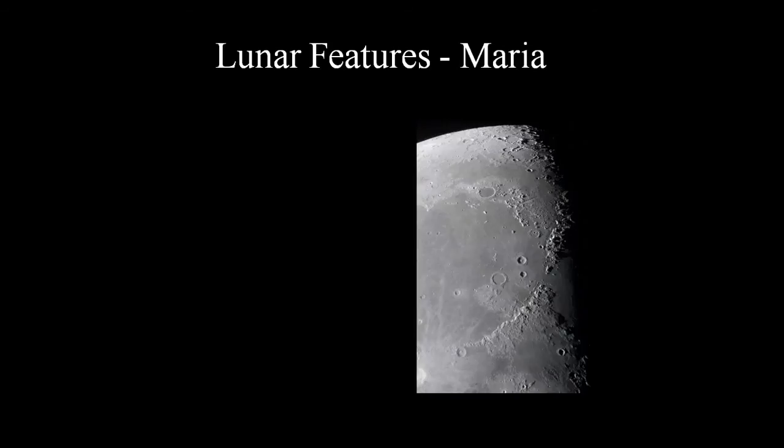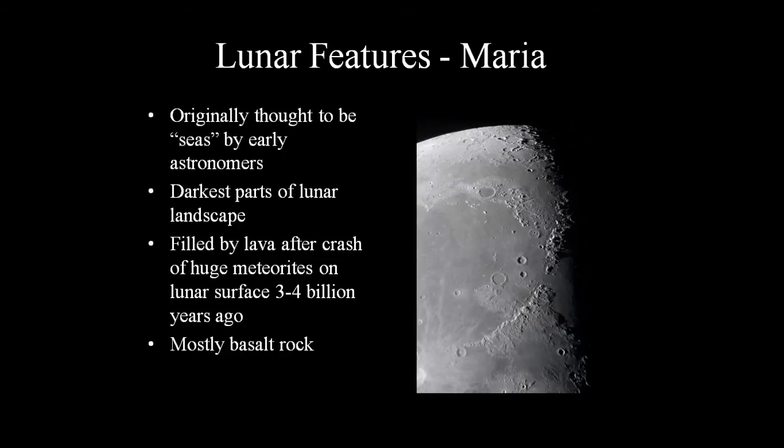Lunar features. Maria. Now, it was originally thought to be seas by early astronomers. It's the darkest parts of the lunar landscape. And there's a thought that it was filled by lava after the crash of huge meteorites on the lunar surface that were believed to occur 3 to 4 billion years ago. And it contains mostly basalt rock.